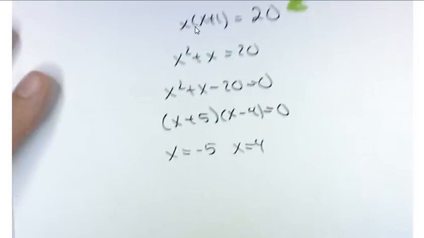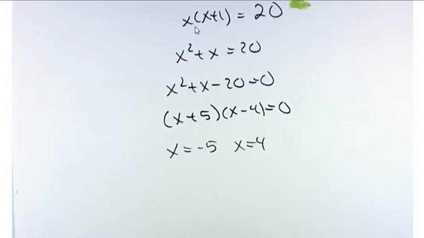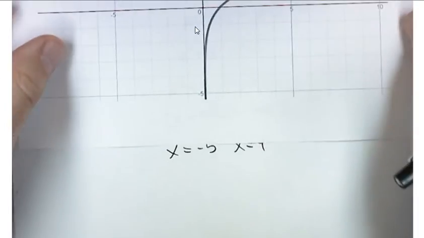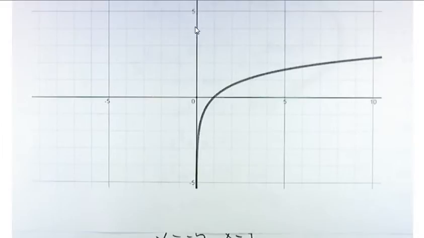Now I mentioned possibilities, and I do mean possibilities. Why wouldn't one of them work? It's a good question. The reason goes back to our work with logarithms. Think about the domain of the log function. We discussed that a little while ago. What do you know about the domain of the log function?